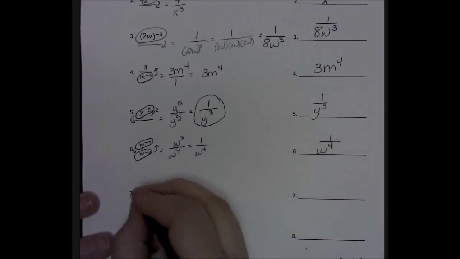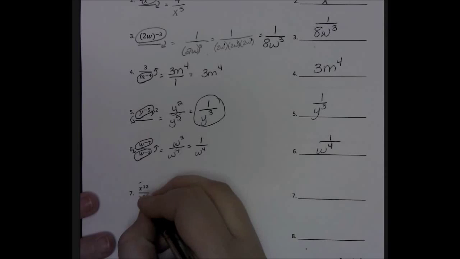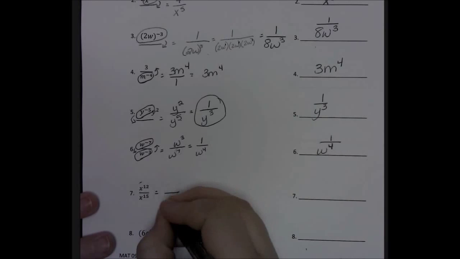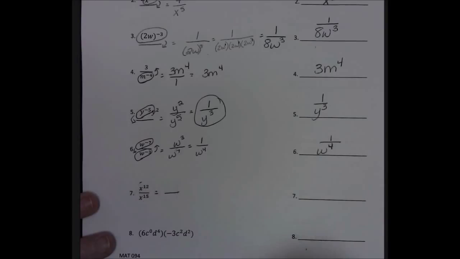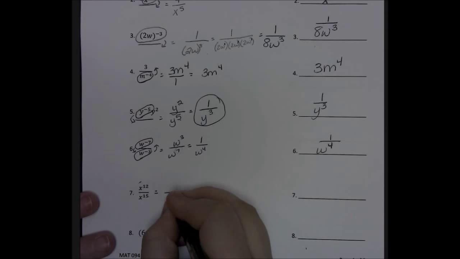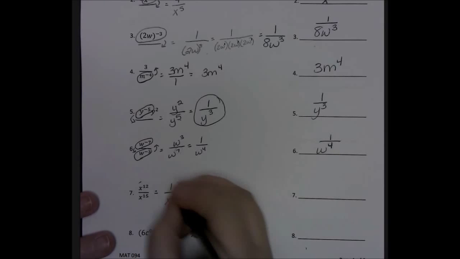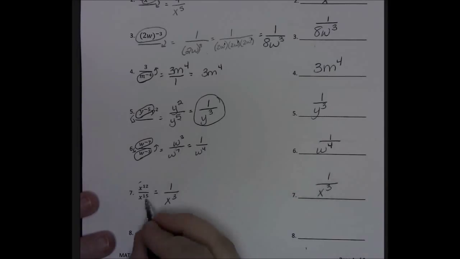So we don't have any negative exponents on number 7, so we don't have to do any switching or anything like that. So 15 minus 12 is 3. And the reason we're subtracting is because when you divide your bases, you subtract your exponents. So 15 minus 12 is 3. So I have x to the third power, and then that 1 in the numerator. Remember, your x to the third went in the denominator because 15 was bigger than 12.